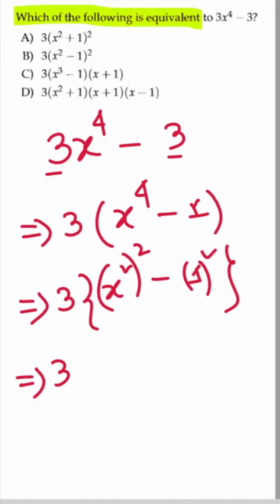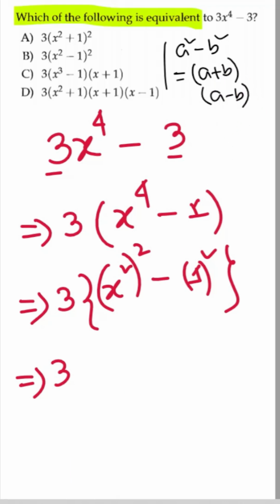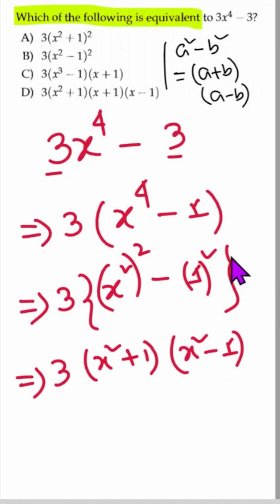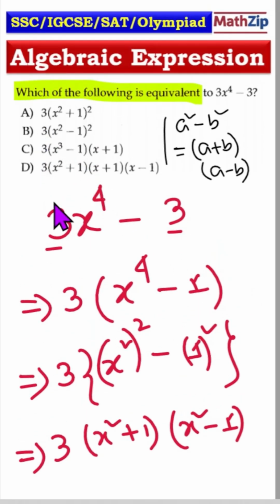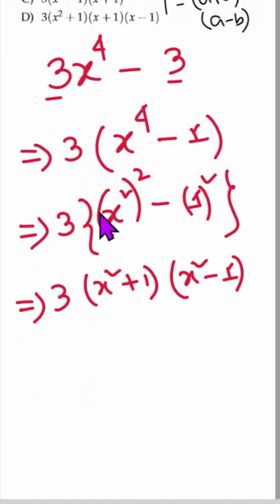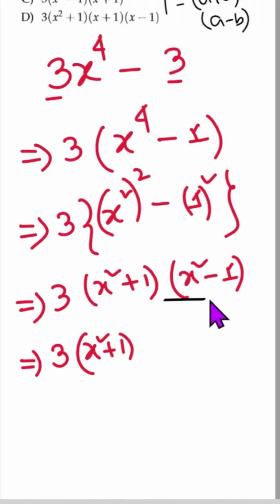We know a squared minus b squared means (a plus b) times (a minus b). So same thing we can write in here, (x squared plus 1) times (x squared minus 1). Now we will find out which one is similar. Look, still not similar. Next what can we do? Same thing, here is 3 (x squared plus 1), and this x squared minus 1 also we can write (x plus 1) times (x minus 1).